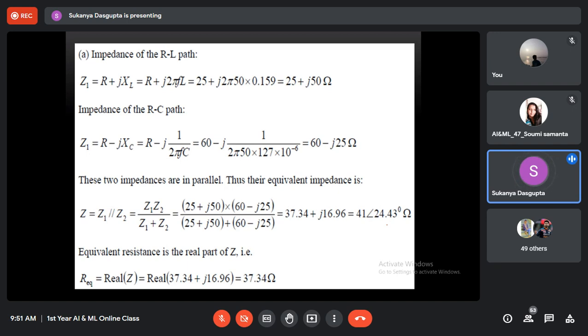Similarly, you can calculate the impedance of the second branch, which is in parallel with the first branch. The second branch contains the capacitance, so you need to calculate the capacitive reactance, and this time impedance will be represented as R minus JXC, because XC is 1 by omega C. Fine, so omega is 2 pi f. So you can calculate Z2, I guess this will be Z2.